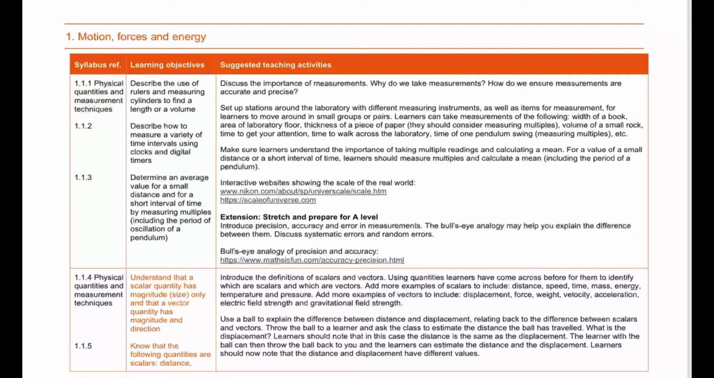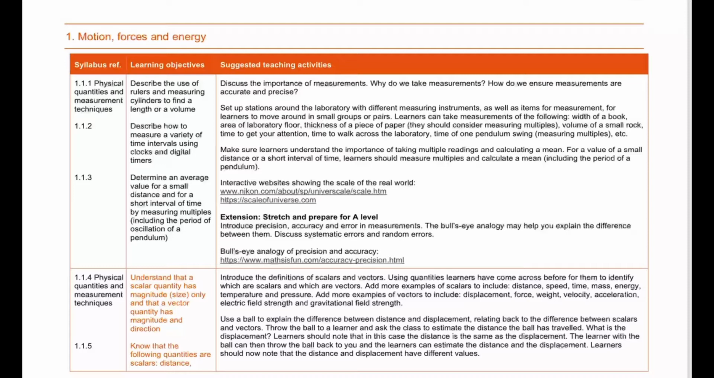Key concept 1.1.1, physical quantities and measurement techniques. Learning objectives. Describe the use of rulers and measuring cylinders to find a length or volume. Describe how to measure a variety of time intervals using clocks and digital timers. Determine an average value for a small distance and for a short interval of time by measuring multiples, including the period of oscillation of a pendulum.